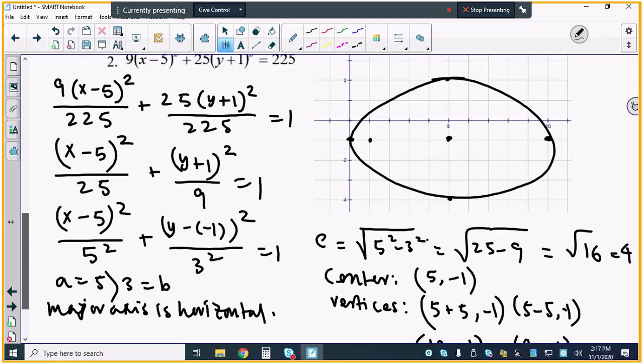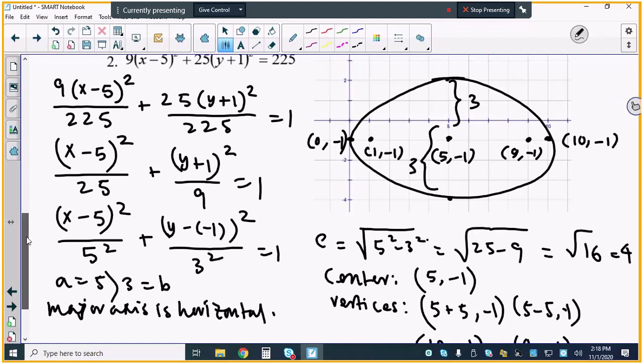So this is (1, -1) and this one is (9, -1). These are the two foci. And that completes this problem for us. So we label everything. So this is (1, -1), (9, -1). This is (10, -1). This one is the other vertex, (0, -1). The center is at (5, -1). These two are both 3 units, and that's the minor axis. I should have been a little careful because I have to go to the center. So that's what I meant.